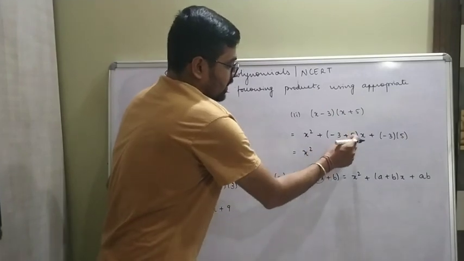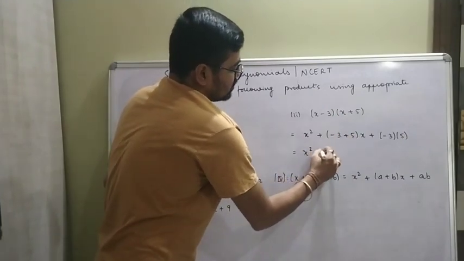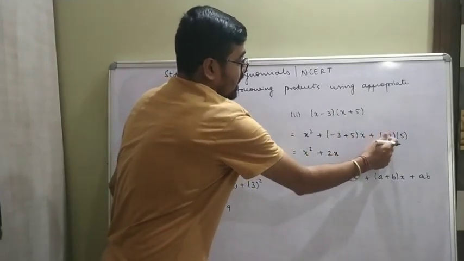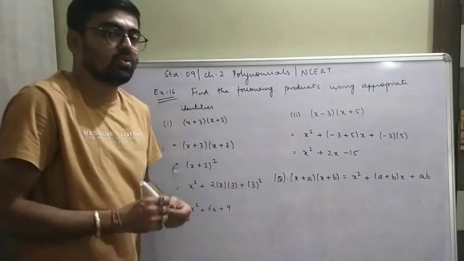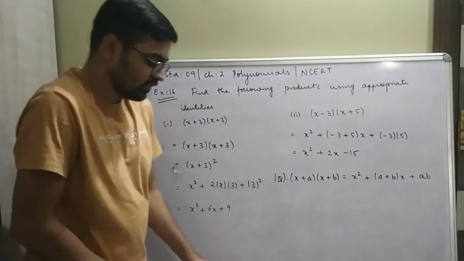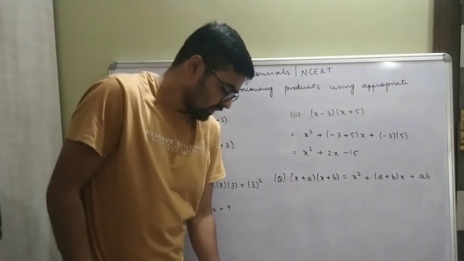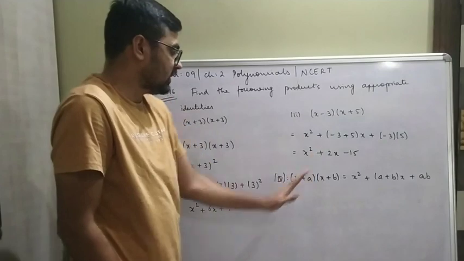x square minus 3 plus 5 plus 2, so it will be plus 2x. 5 3s are minus 15. This is the answer: x square plus 2x minus 15. Am I clear? It's very simple. There is no difficulty at all.